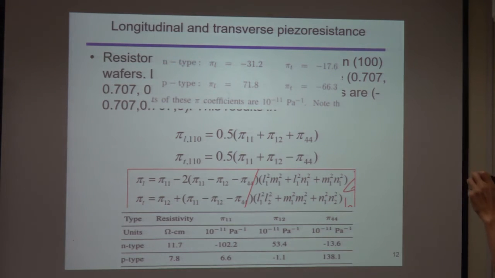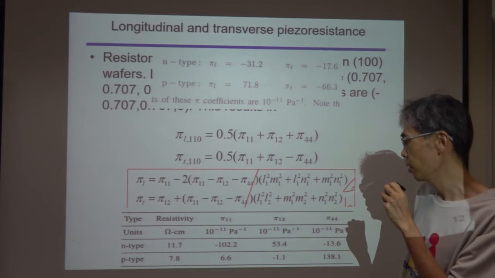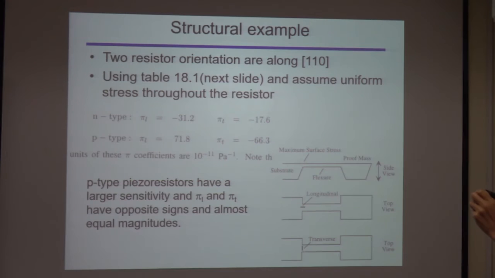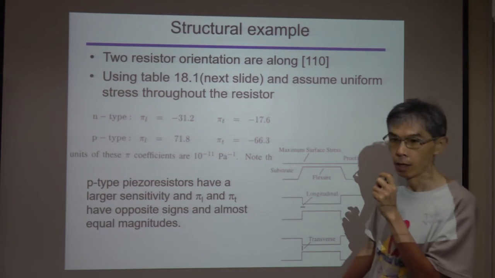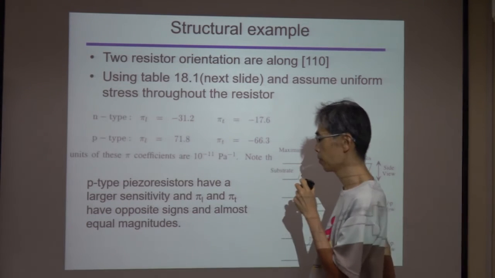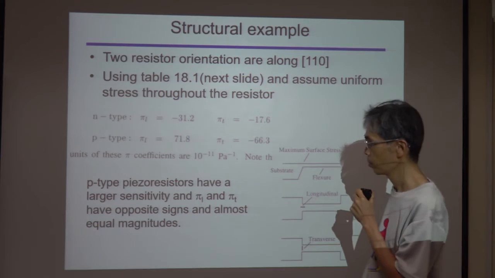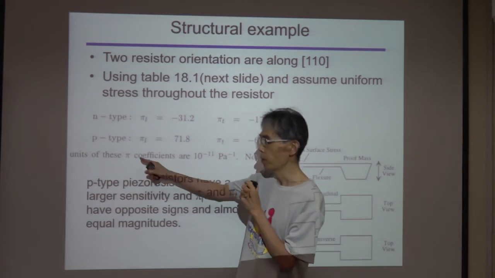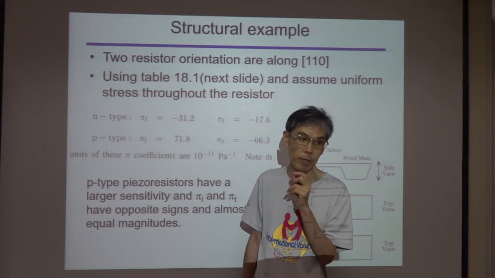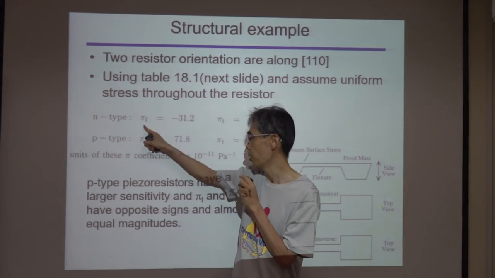So now you have finished this calculation. Next page. Then, Amin, could you read this? P-type long resistors have a larger sensitivity, and pi L and pi T have opposite sign and almost equal magnitude.